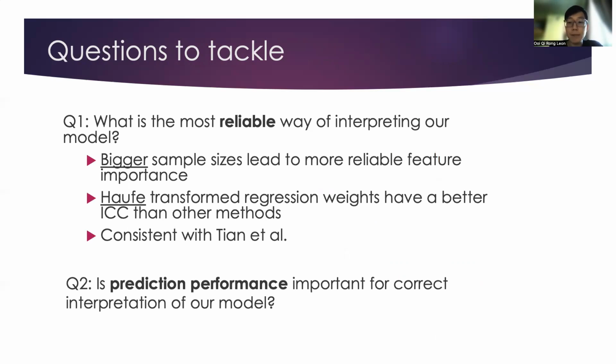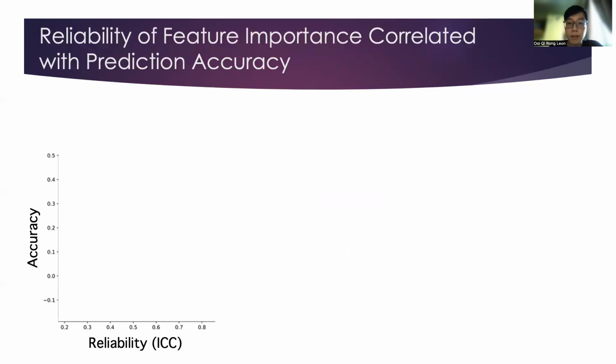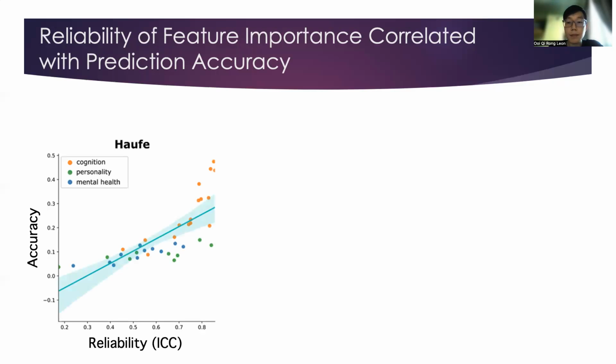Let's first look at the relationship between feature importance reliability and prediction accuracy. To do this, we now average the accuracy and ICC over the 126 splits of each behavior and plot a scatter plot. So here on the y-axis, we have the accuracy in terms of correlation, and on the x-axis, we have the reliability in terms of ICC score. Each dot then represents one of the 36 behaviors. Behaviors related to cognition are colored yellow, behaviors related to personality are colored green, and those related to mental health are colored blue.